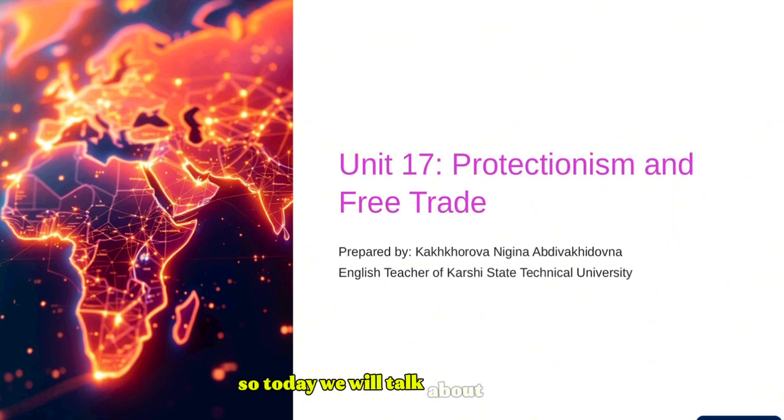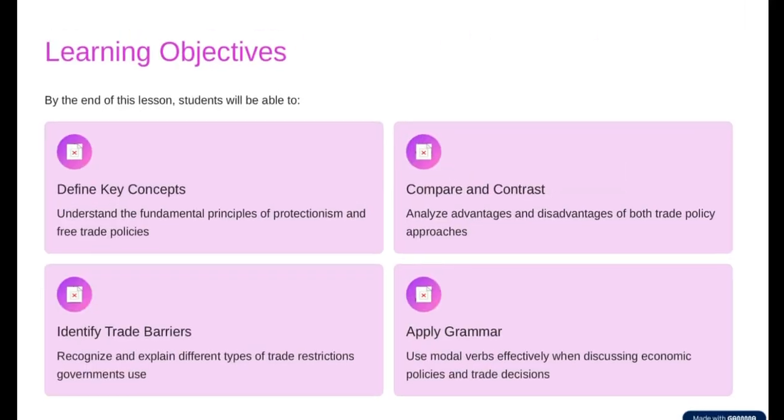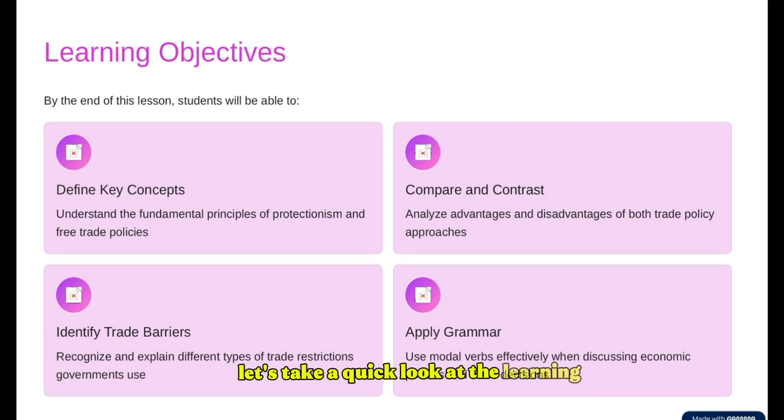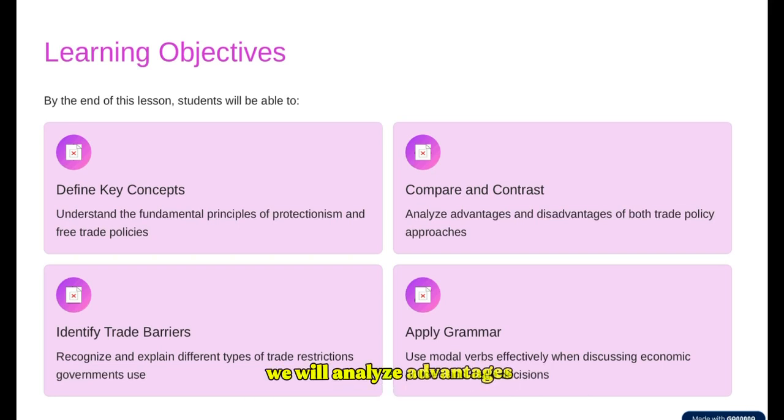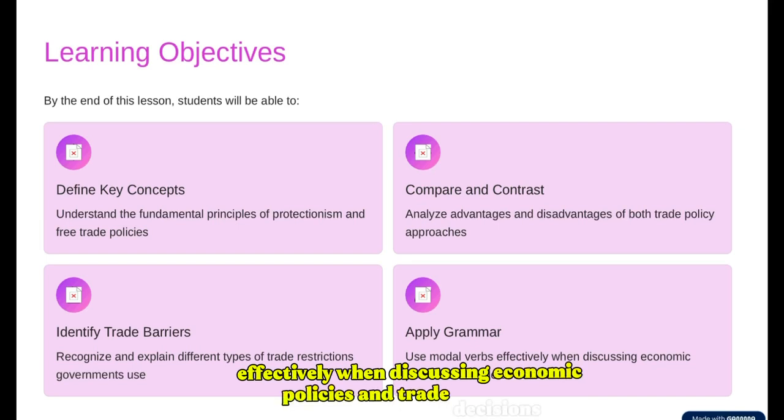So today we will talk about Unit 17, Protectionism and Free Trade. Let's take a quick look at the learning objectives of today's lesson and understand what we're going to learn. We're going to define key concepts and understand the fundamental principles of protectionism and free trade policies. We will analyze the advantages and disadvantages of both trade policy approaches, and we will recognize and explain different types of trade restrictions governments use. And finally, we will use modal verbs effectively when discussing economic policies and trade decisions.